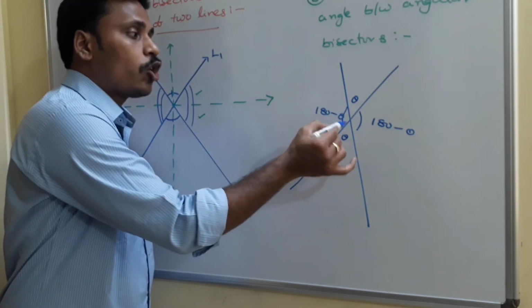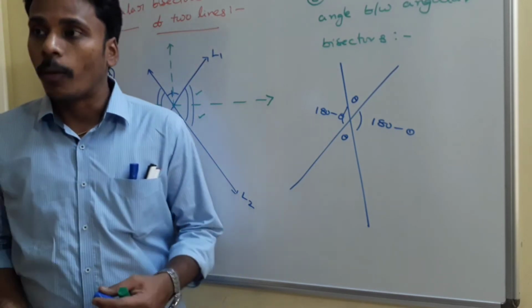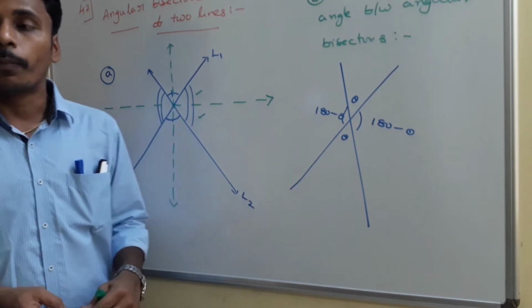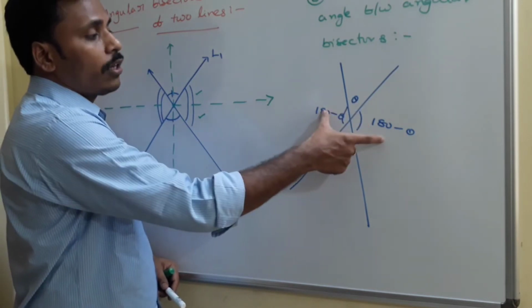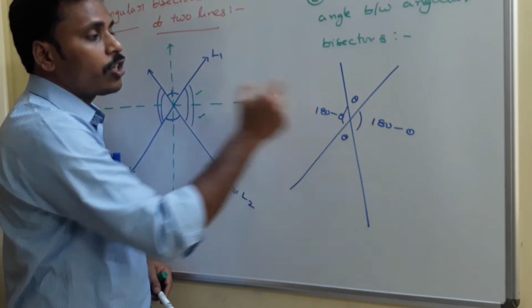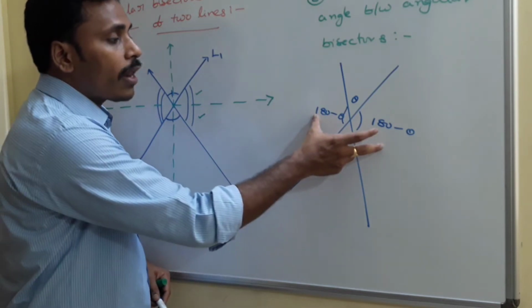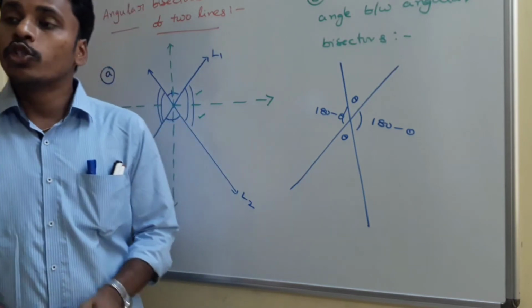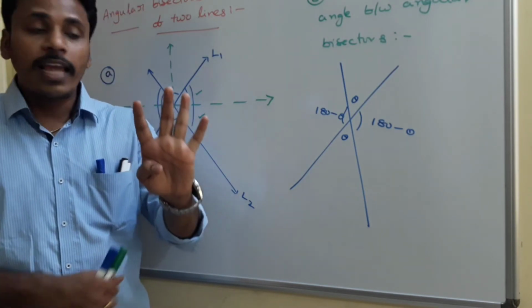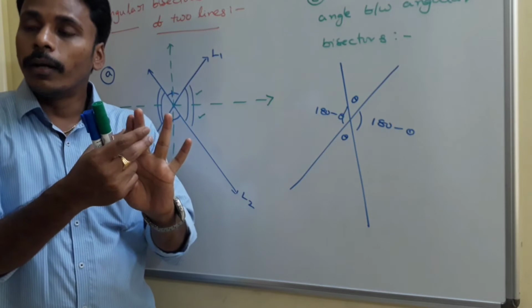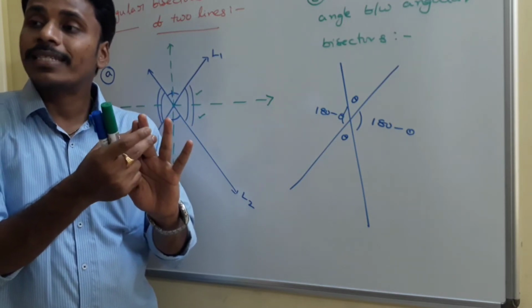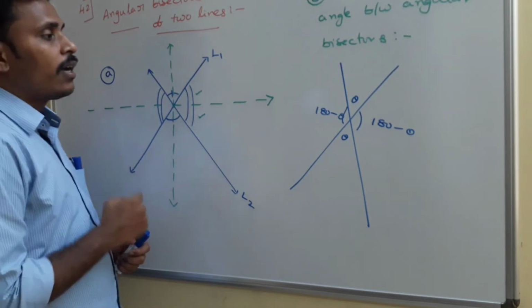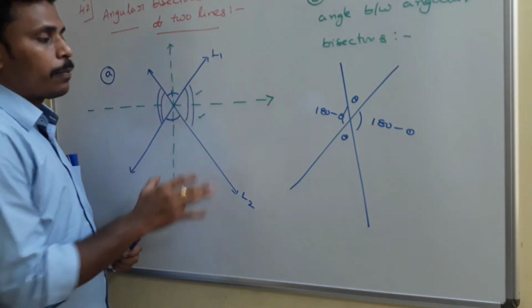If theta is acute, 180 minus theta is obtuse. If 180 minus theta is acute, theta is obtuse. These two are equal, these two are equal. If these two are acute, then these two become obtuse. It depends on the value of theta. So totally there are four angles, and among those four, pairs are equal. If one pair is acute, the other pair is obtuse. That's what I am saying, and now the acute and obtuse concept is clear.